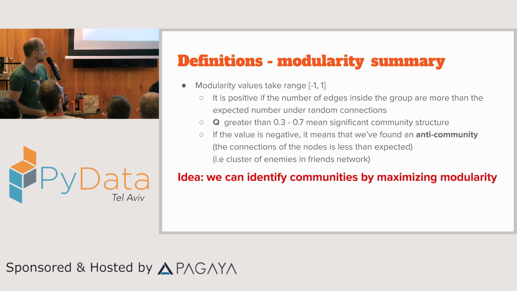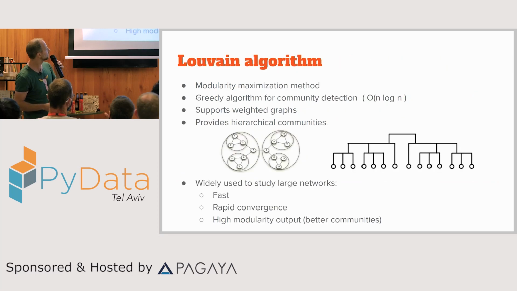So the idea is to maximize the modularity, and that's how we find the different communities. This brings us to our first algorithm, the Louvain algorithm, which is named after a university in Belgium, I think. And it's pretty fast. It runs in n log n, which is like quicksort fast.